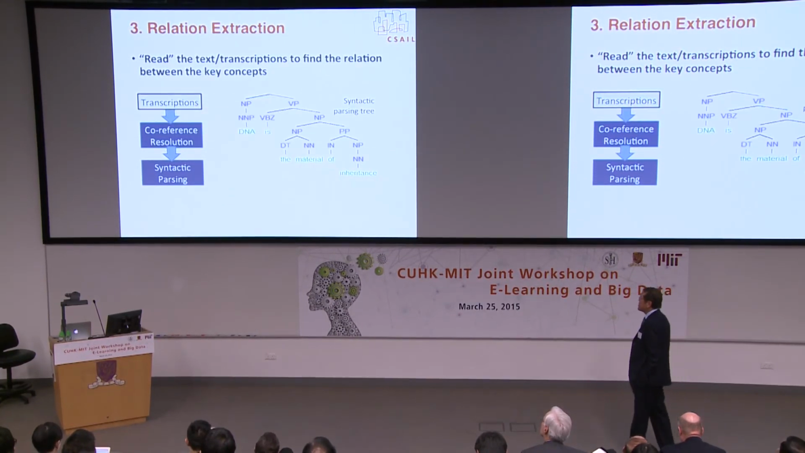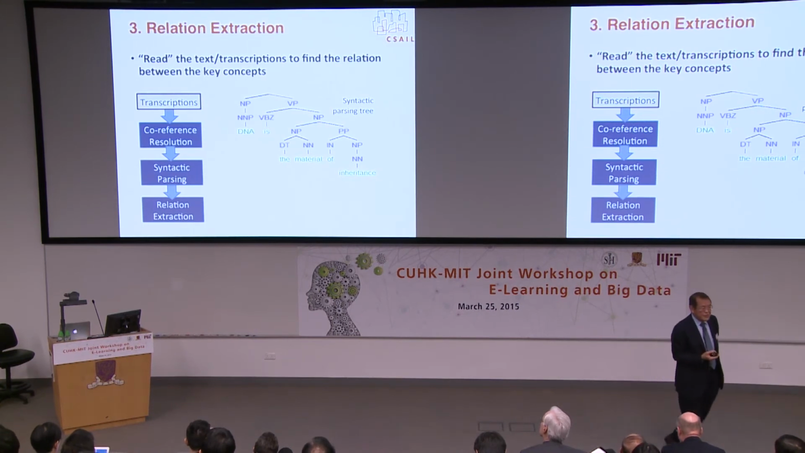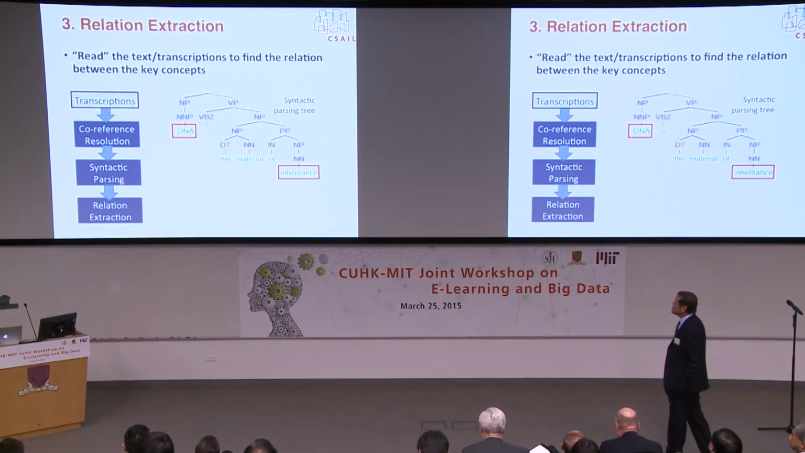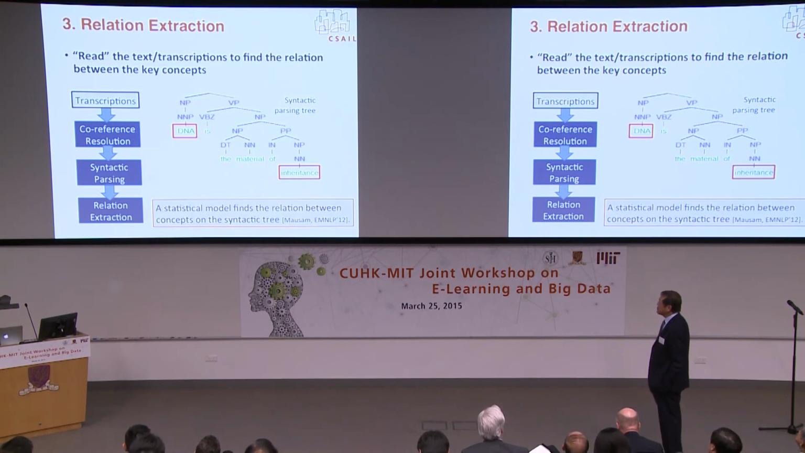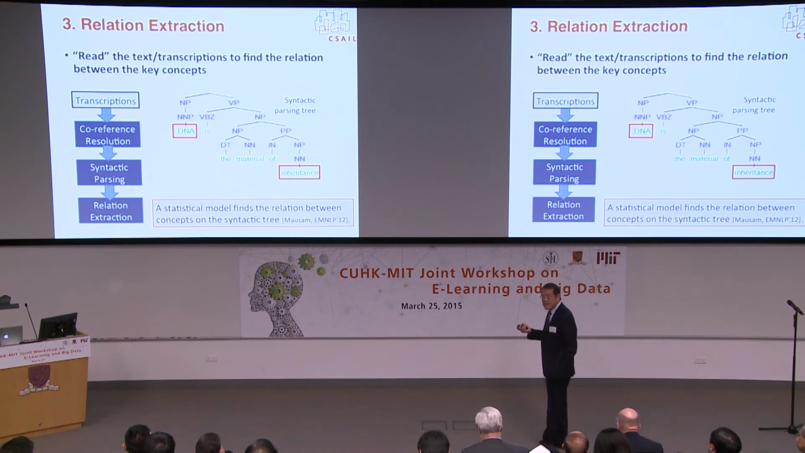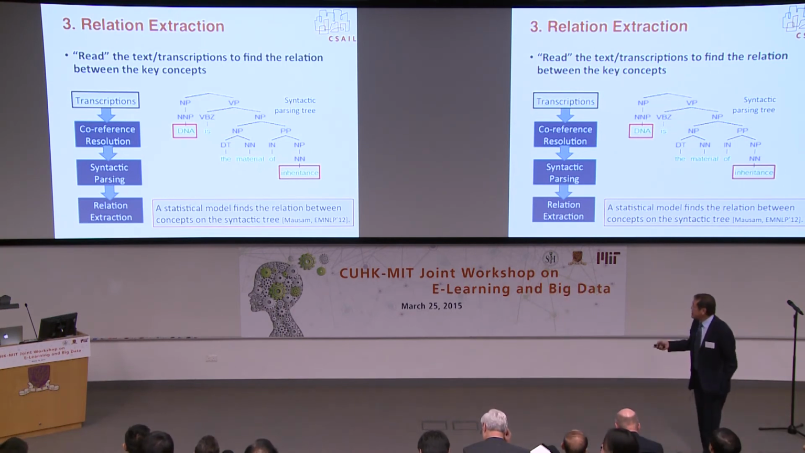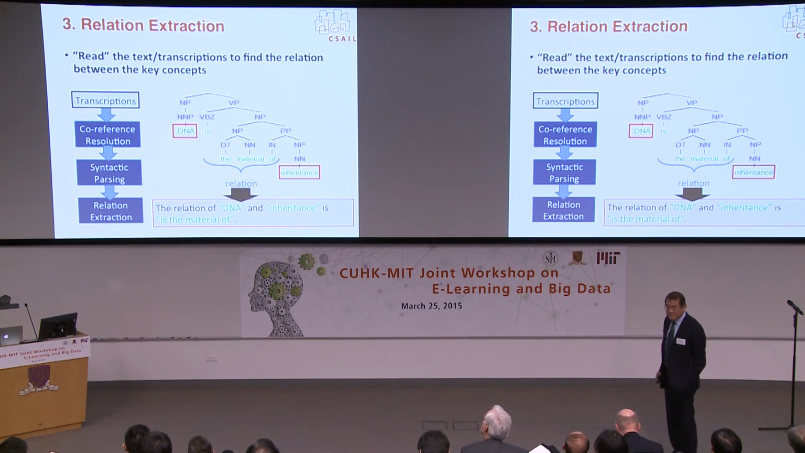Then you want to extract the relationship between these entities. So you can say these two things, DNA and inheritance, are related in some way. And the way we find that relationship is using a statistical model. In this particular case, for those who are interested, it's called open information extraction. Okay? And once you do that, you can say that's the relationship between two entities, and we can figure out the relationship. All right?